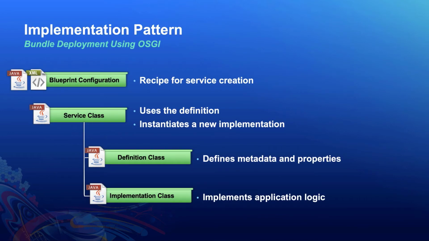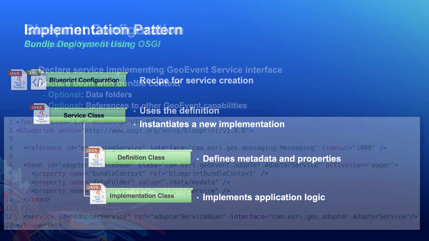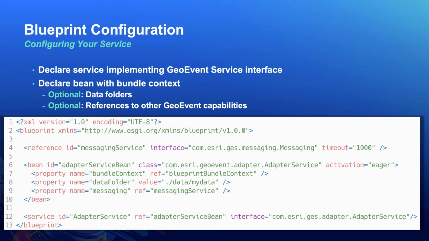Now, there are 4 important files needed when creating your own custom components. First, a blueprint configuration file, which tells the underlying framework how to create your component. Then, a service class, which is ultimately a factory for creating new instances of your component. A definition class, which helps define the metadata and properties that are required. And then an implementation class, which includes all of your component's application logic. We are now going to take a look at the code for each one of these files.